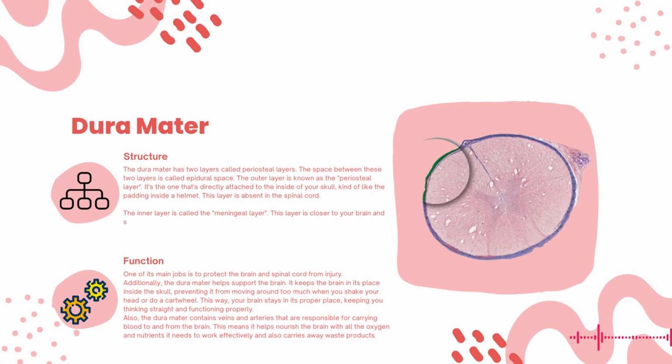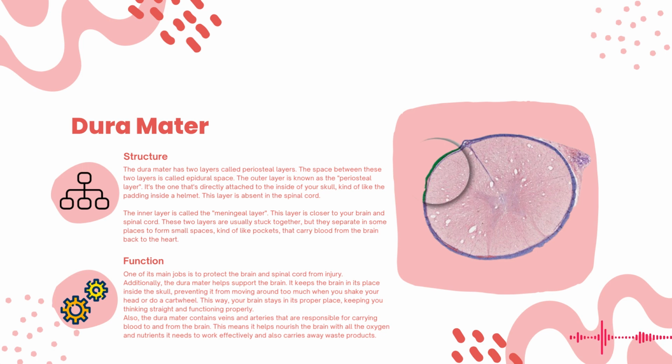The function of the dura mater is multifaceted. It primarily serves to protect the brain and the spinal cord from injury. Furthermore, it provides structural support to the brain, ensuring it remains securely in position within the skull, preventing excessive movement during activities like shaking your head or performing a cartwheel. This ensures optimal brain functionality.